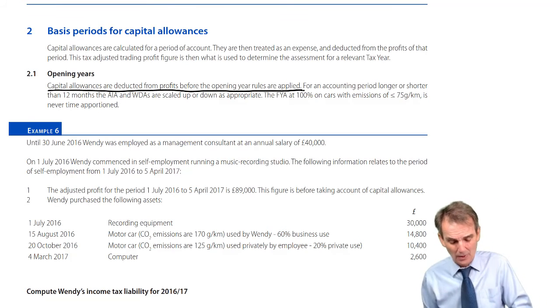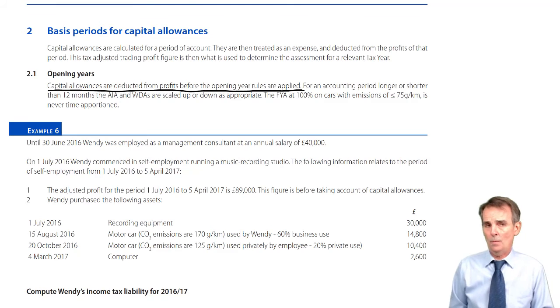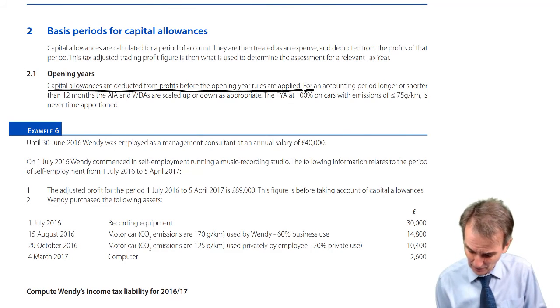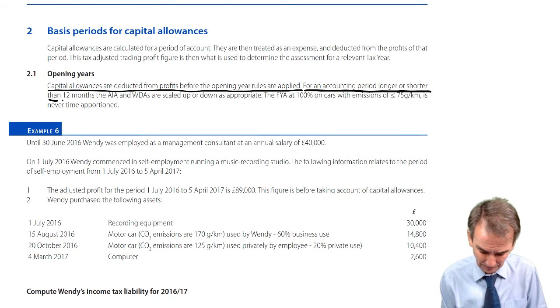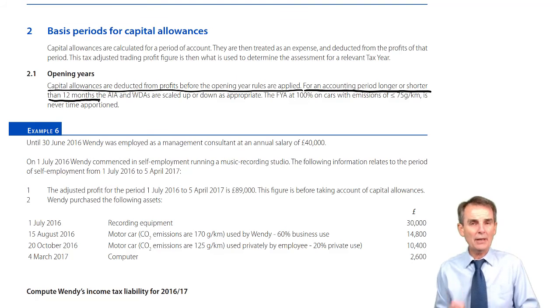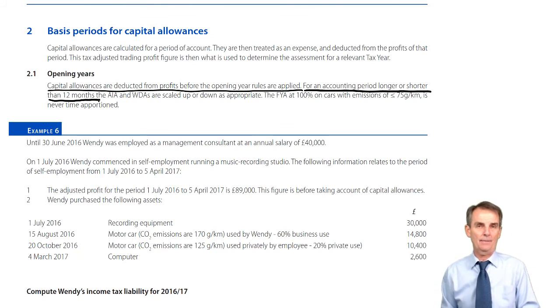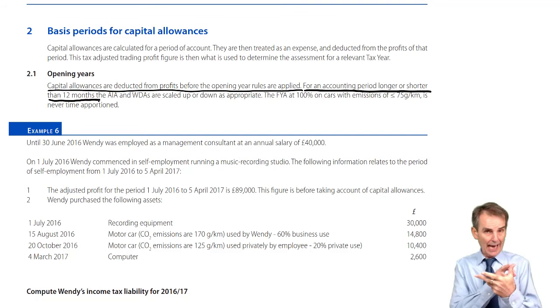Of course, when we deal with the opening years, what we know is that the opening period that we prepare our accounts for is not necessarily a full 12-month period. And what that means is it could be short, it could be long. So for an accounting period longer or shorter than 12 months, what repercussions does that have within the capital allowances computation for the period that you're dealing with? What you should now remember is that there are three types of allowance available. There is AIA, there is WDA, there is FYA.